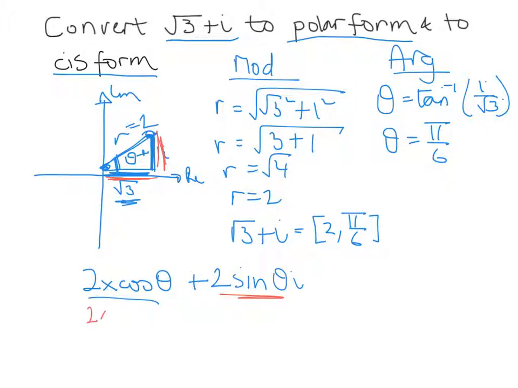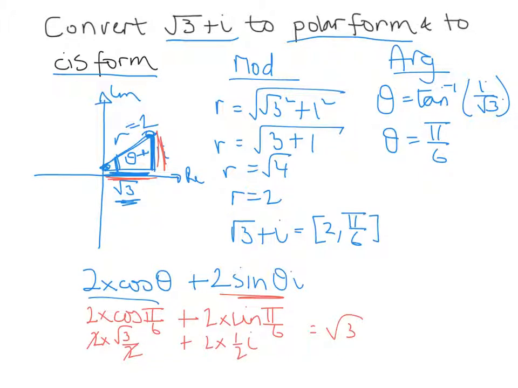Now 2 cos theta will be 2 times cos of pi over 6. Cos of pi over 6 is root 3 over 2, so the 2's would cancel out and just leave the root 3, plus 2 times sine of pi over 6 i. Sine of pi over 6 is 1/2, so 2 times 1/2 is just 1. So we'd get that back. Now we abbreviate cos and i sine to be cis. So this stands for cos, i is from there, and sine is from the sine there.